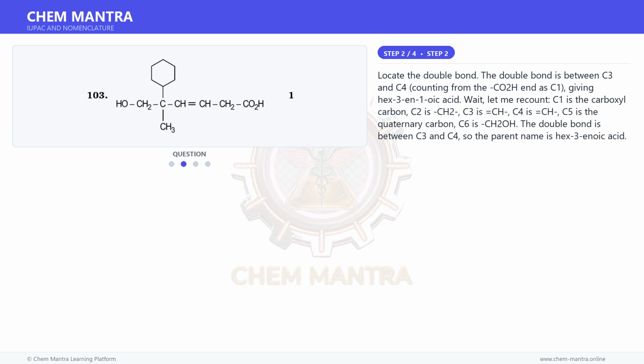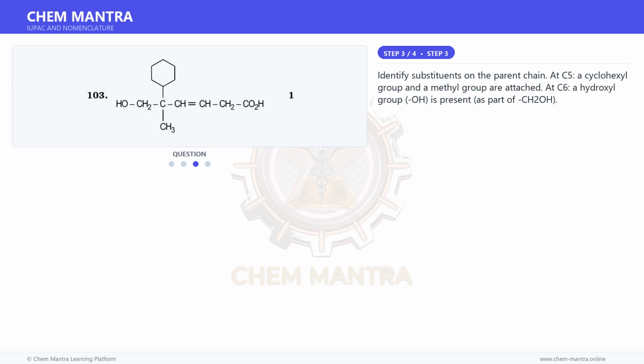Locate the double bond. The double bond is between C3 and C4, counting from the CO2H end as C1, giving hex-3-enoic acid. Wait, let me recount. C1 is the carboxyl carbon, C2 is CH2, C3 is CH, double bond, C4 is CH, C5 is the quaternary carbon, C6 is CH2OH. The double bond is between C3 and C4, so the parent name is hex-3-enoic acid. Moving on to the next step.